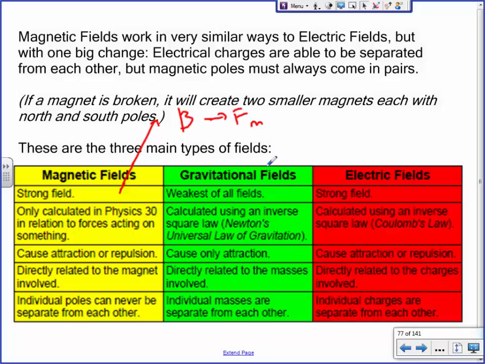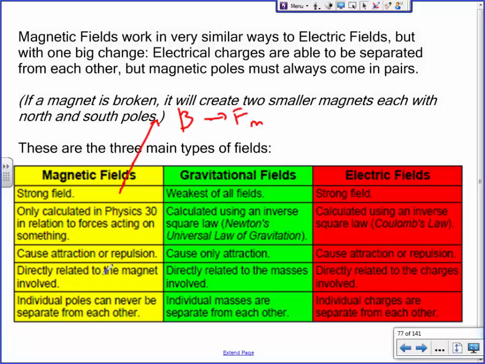Magnets. So we're going to talk about the math behind that tomorrow. Magnetic fields are going to be able to do attraction or repulsion. How would you have repulsion? Well, you just have the north end of a magnet push on the north end of another magnet, and then you can feel them repel.